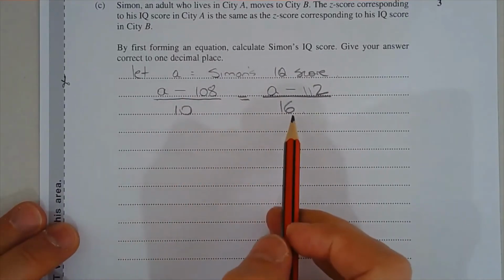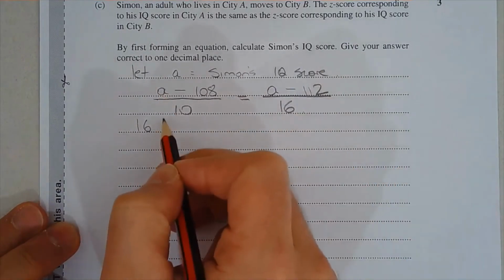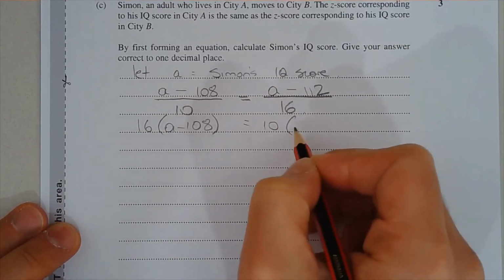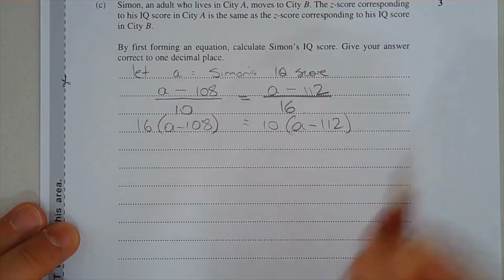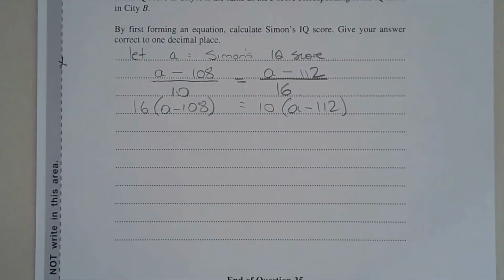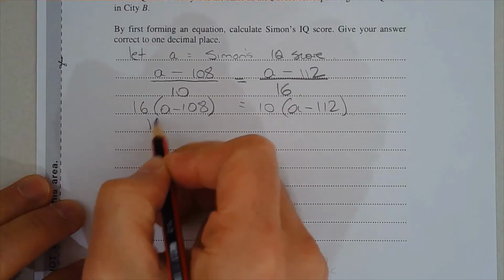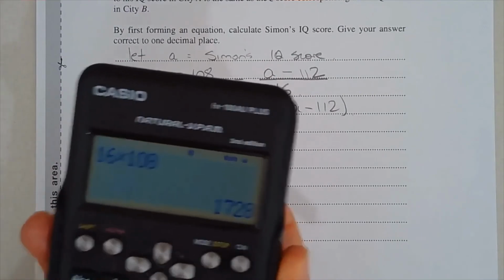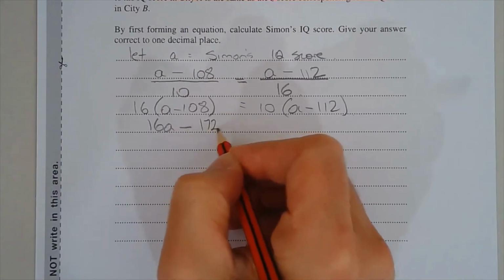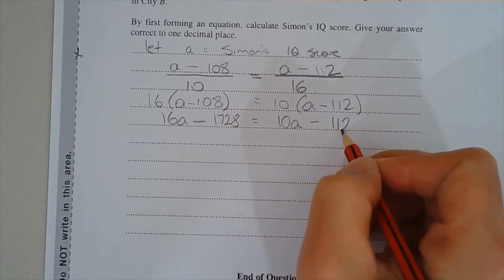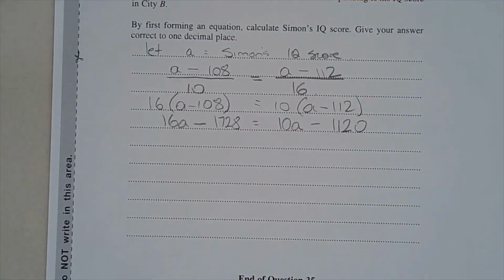What I'm going to do is cross multiply, so move the 16 over here. So 16 times (A minus 108) is equal to 10 times (A minus 112). Notice that's a very quick way to eliminate the fraction, or to convert it from fractional form to linear form. Expand the brackets, so 16A minus 16 times 108, which is 1728, is equal to 10A minus 1120, that's 10 times 112.